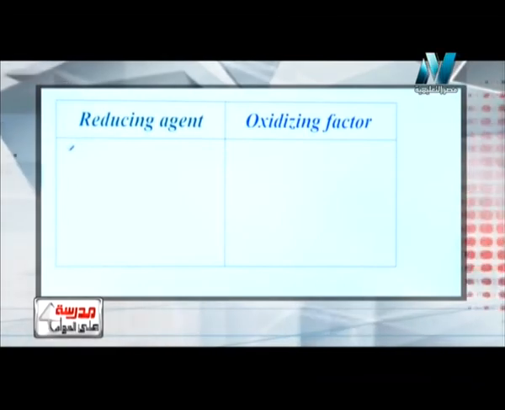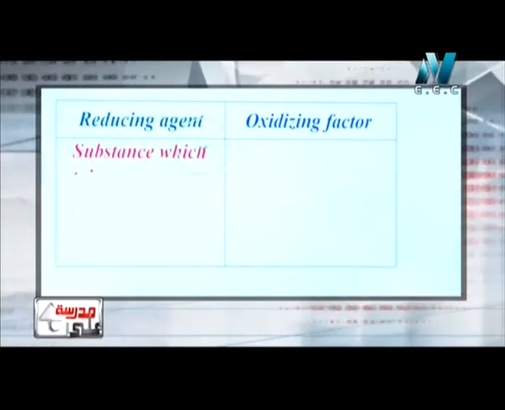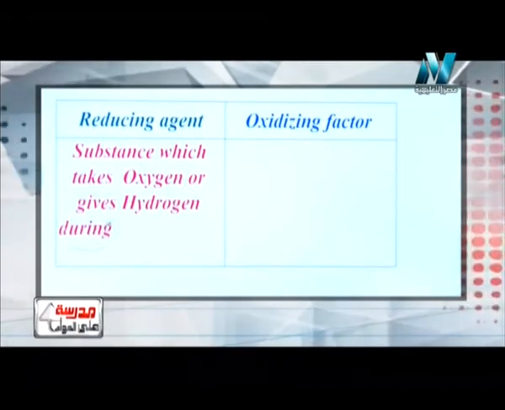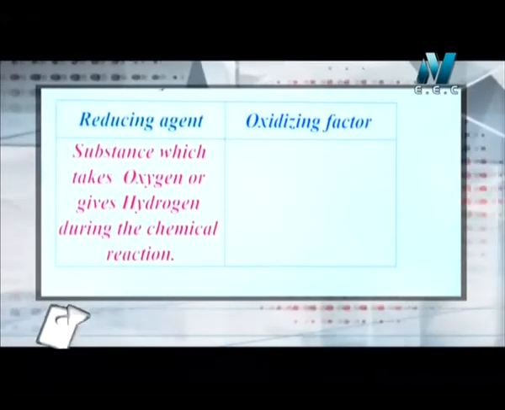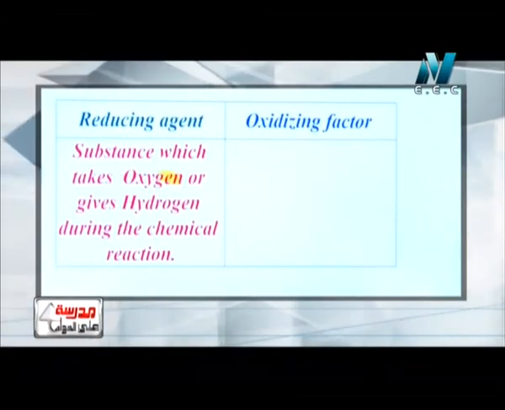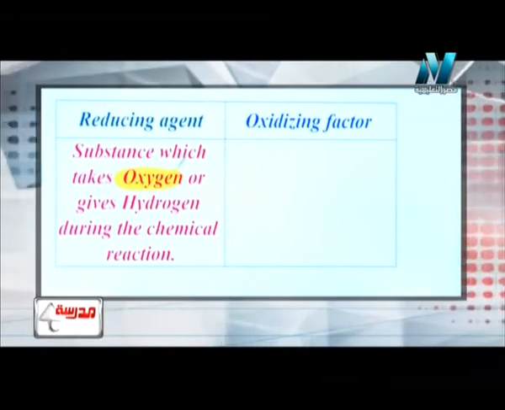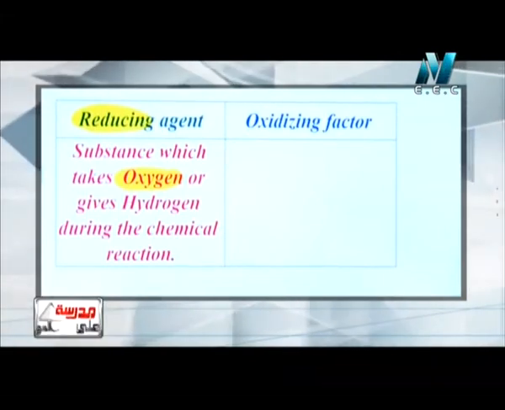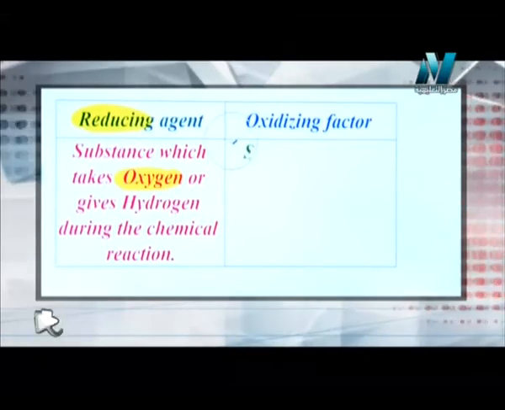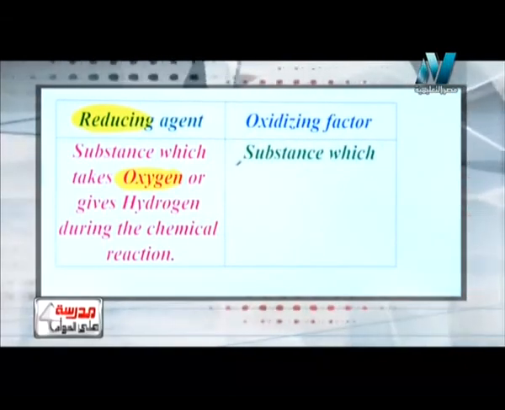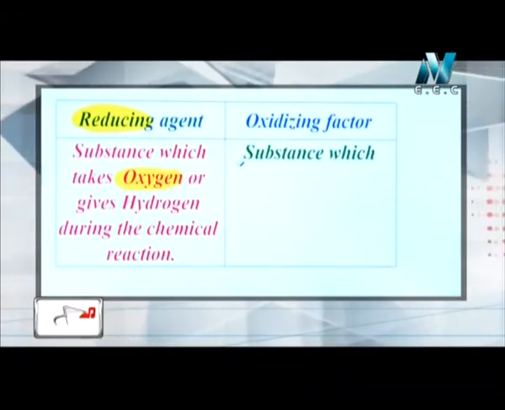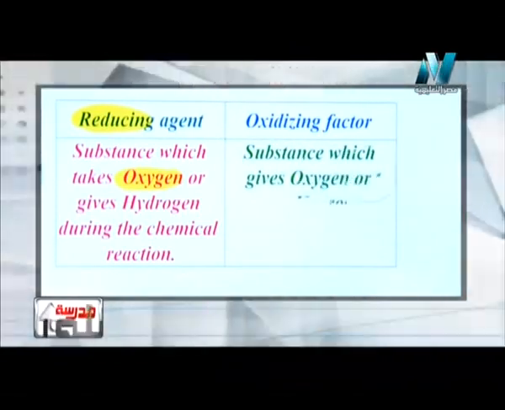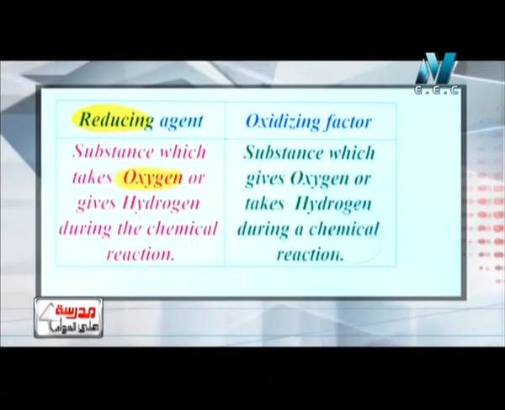So we have reducing agent and oxidizing agent. Reducing agent is a substance which takes oxygen or gives hydrogen during the chemical reaction. So if anything takes oxygen, it reduced it, not increased it, so I say it is a reducing agent, which makes reduction. On the other side we have the oxidizing factor, a substance which makes oxidation, meaning it makes the ratio of oxygen increase: it gives oxygen or takes hydrogen during the chemical reaction.